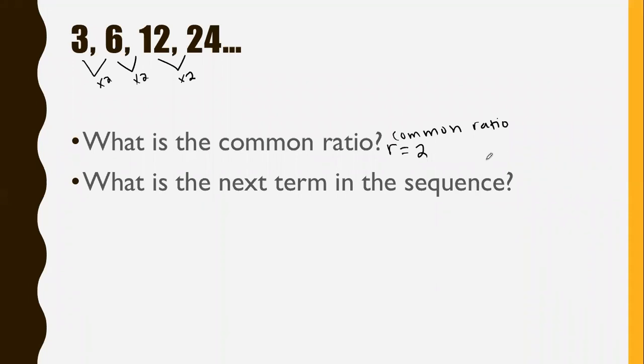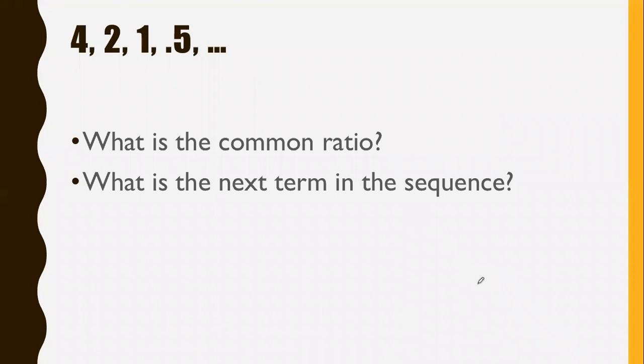And how would I find the next term in the sequence? Perfect, 24 times 2, which will give me 48. So the next term in my sequence is 48. So you should clearly see the difference from last class. Last class we learned about adding or subtracting by the same thing. This class we're multiplying by the same thing. Great question. It's just multiplying. And if it's getting smaller, then you're like, well, then it's dividing, but it's just multiplying by a fraction at that point. It's multiplying by a number less than 1 if it's getting smaller.